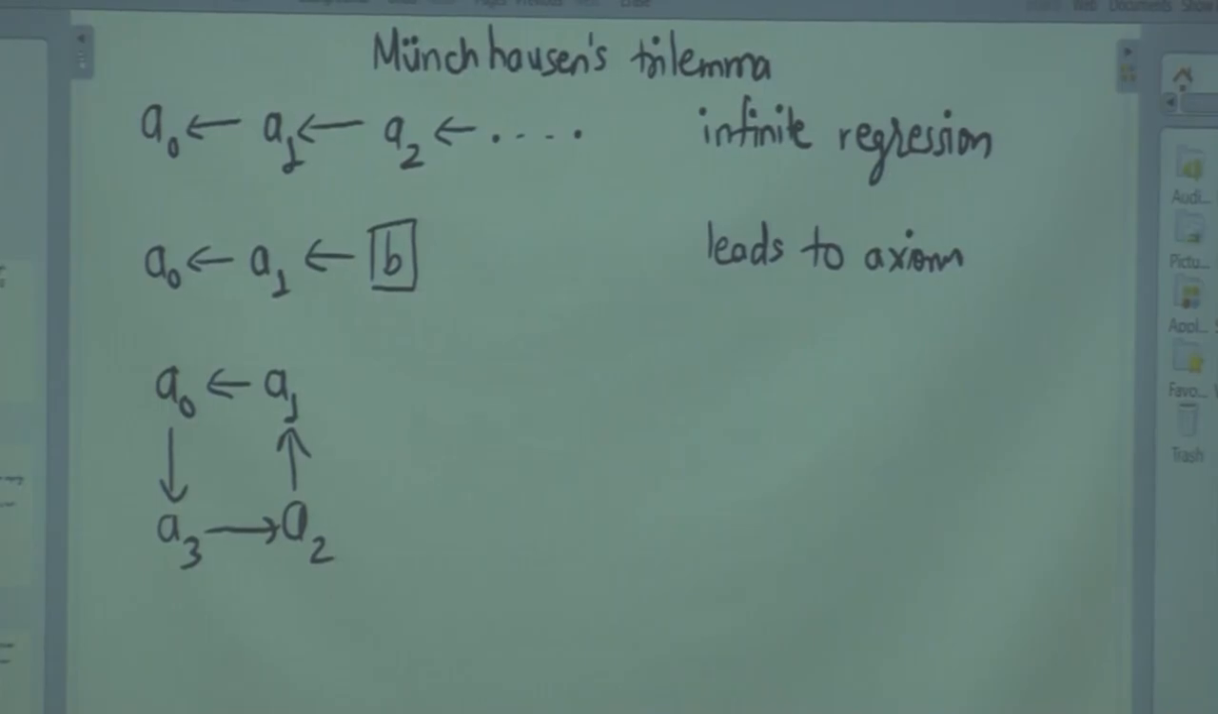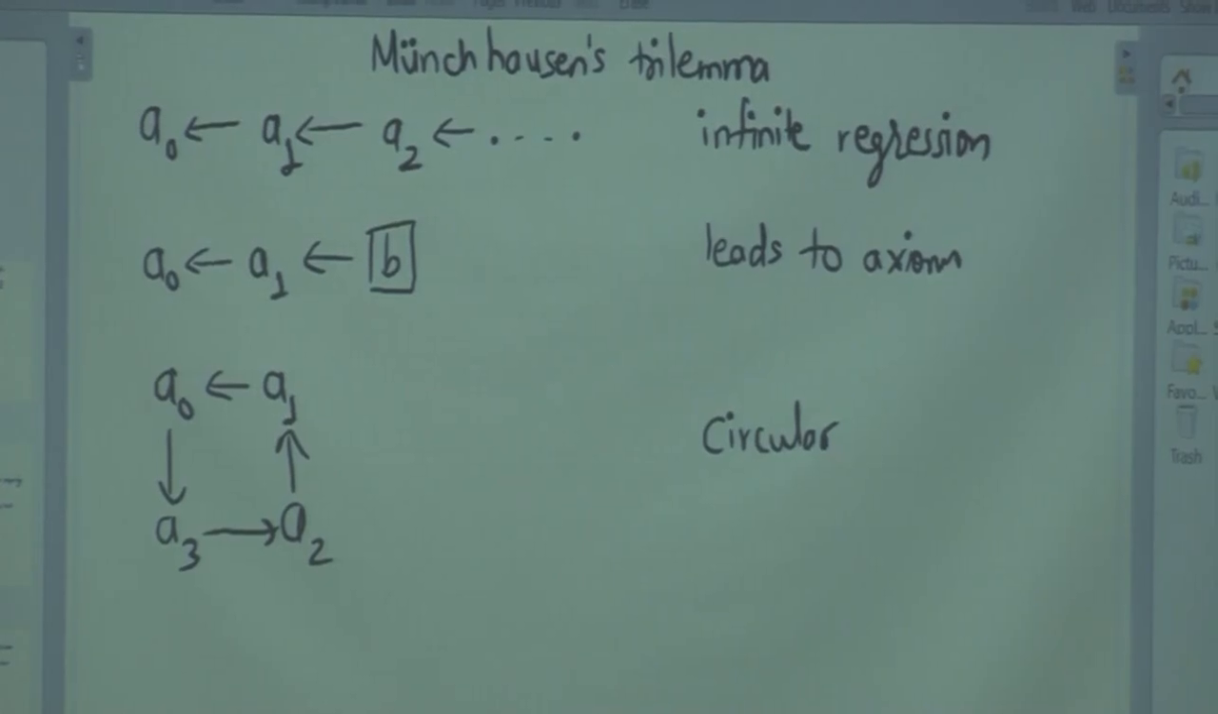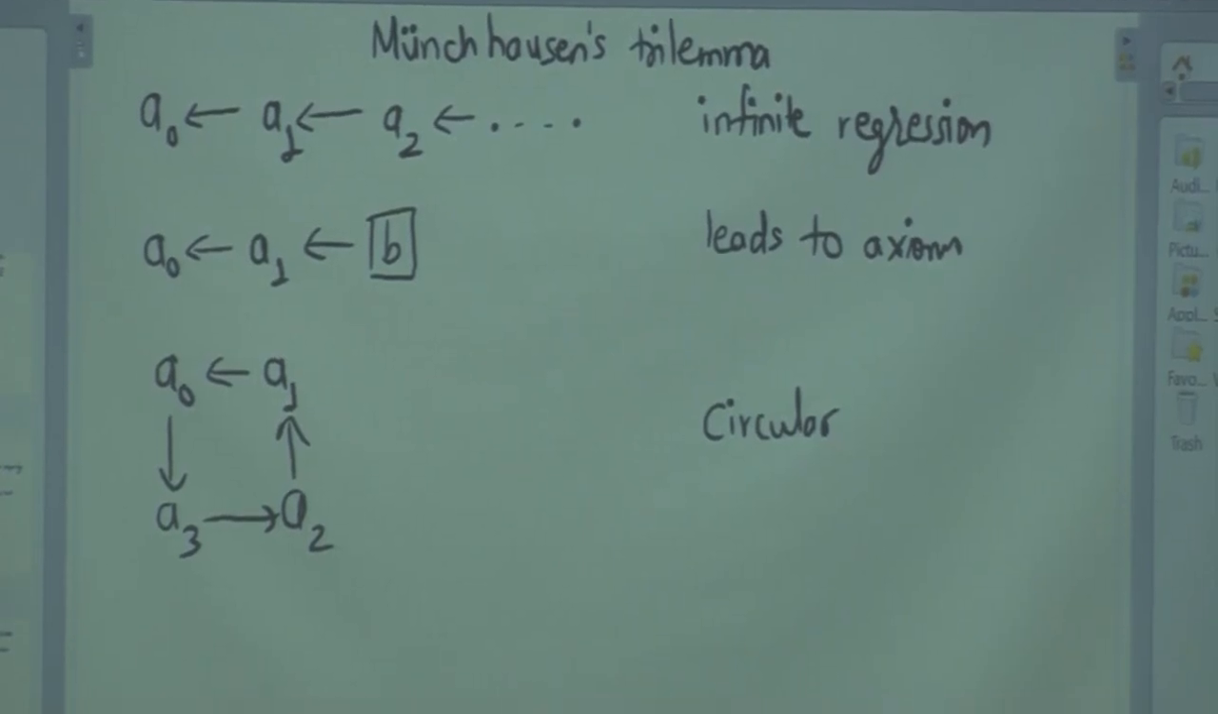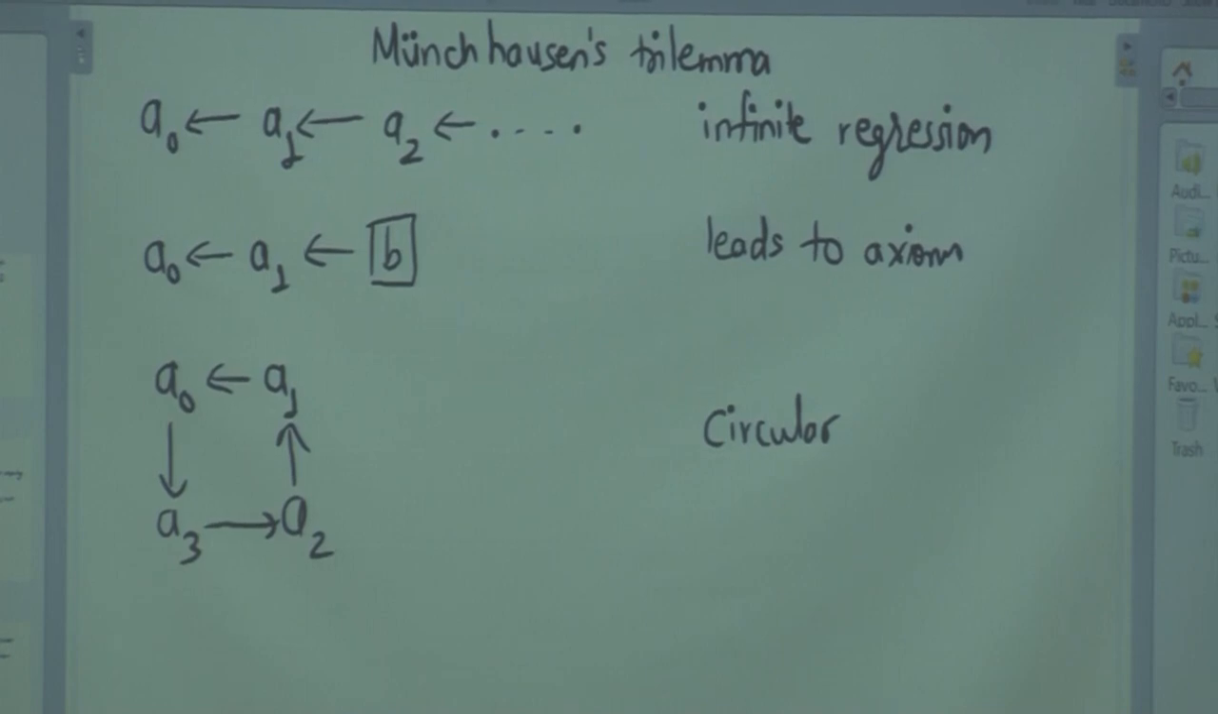Okay, perhaps, I mean, this is circular. I should finish writing this. This is eventually circular. So, Munchausen's trilemma was not really introduced by Munchausen. It was introduced by Hans Albert, maybe, in the 20th century.